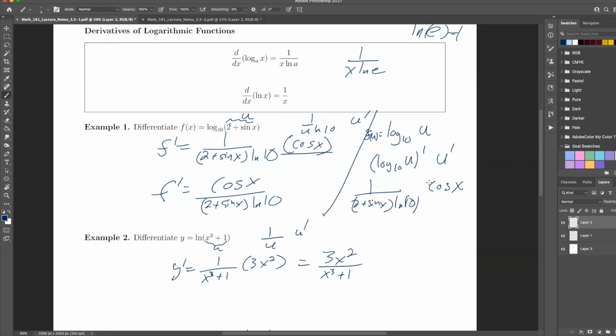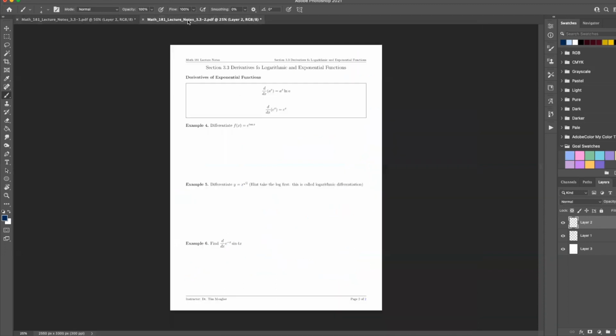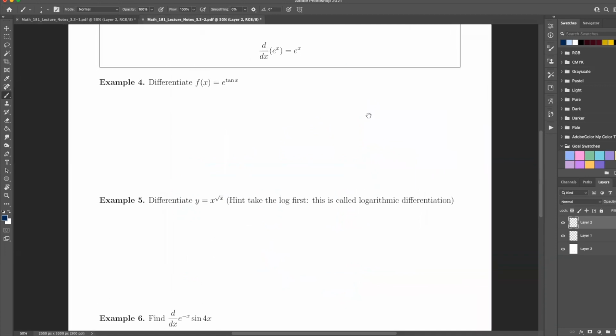Okay. All right, let's go to the next page. All right, so here's the next thing.